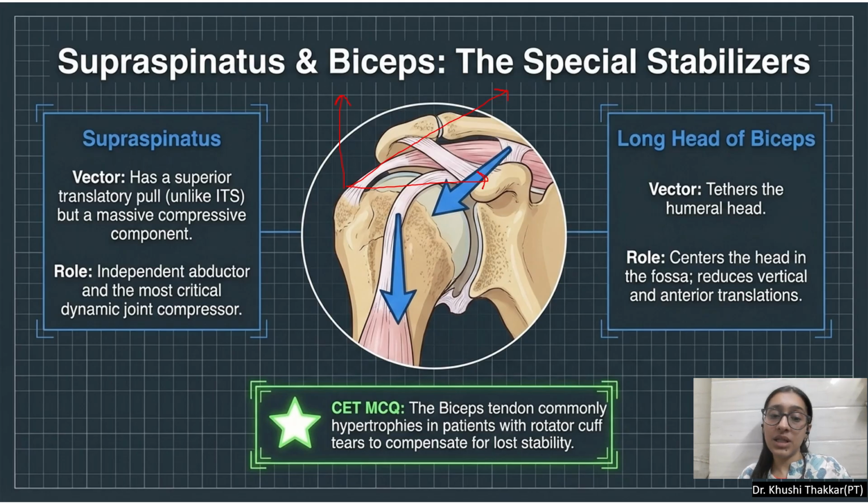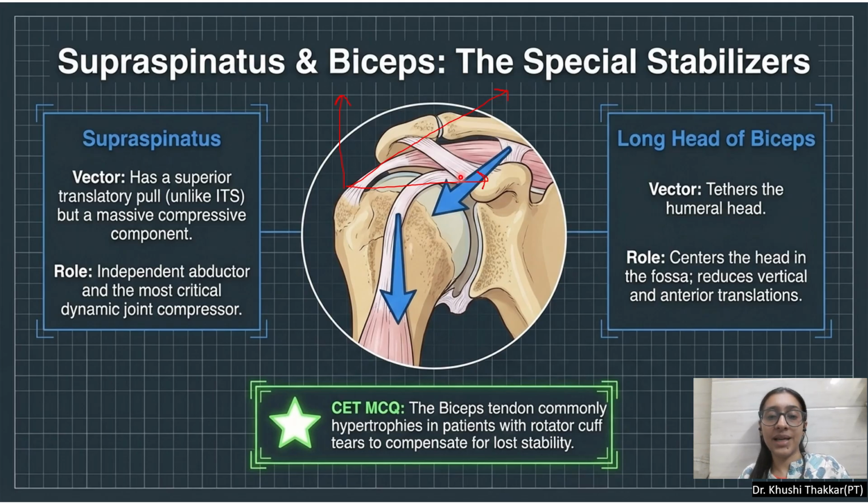Now, because it is a compressive force vector acting in this direction, it pushes, that is compresses, the head of the humerus into the glenoid fossa. It is an independent abductor and most critical dynamic joint compressor. Next comes the long head of biceps.